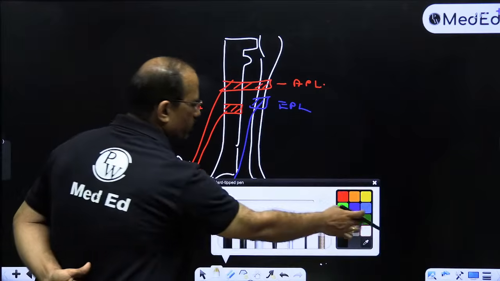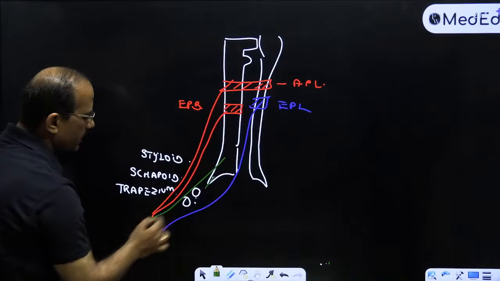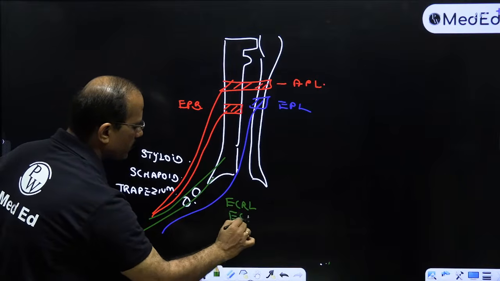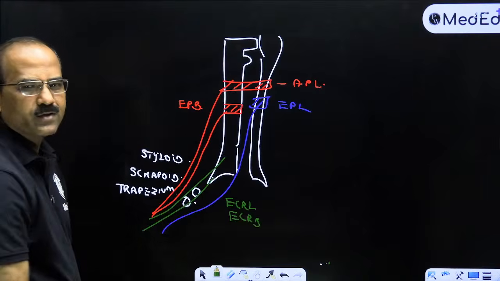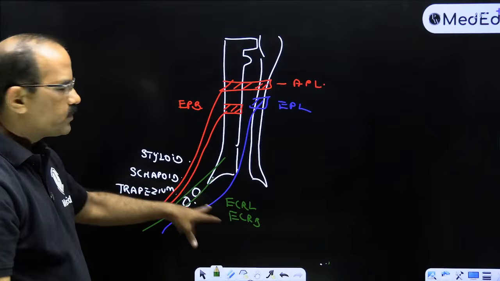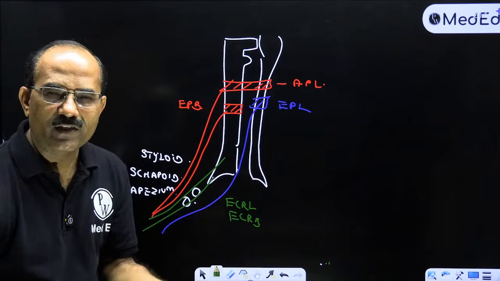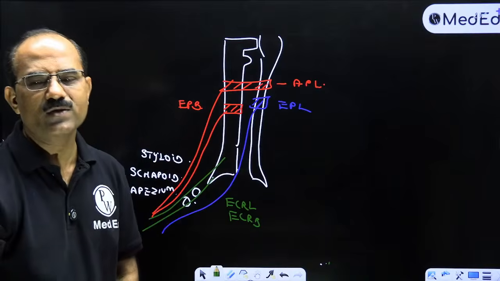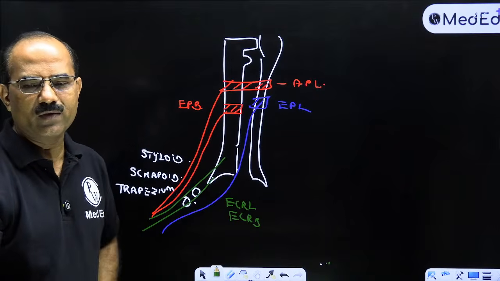That forms the floor. Floor के ऊपर, ये bones के ऊपर दो tendons होता है. Tendons of ECRL and ECRB. These are the two tendons. Fine. Clear. So that's a snuff box. So which is a bone which is very commonly fractured? The scaphoid. Scaphoid fracture होता है, avascular necrosis होता है scaphoid का. हाँ, avascular necrosis. ठीक है.